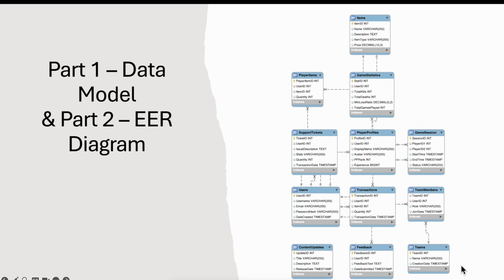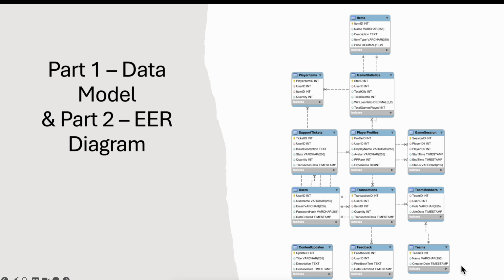We have player items, and this is a relationship entity that links users to their items and how many items they have. Game statistics is our next table, and this contains each player's gaming stats, so things like kills, deaths, win-loss ratio, and games played. Next, we have player profiles, and these profiles hold details such as a display name, an avatar, a rank, and experience.